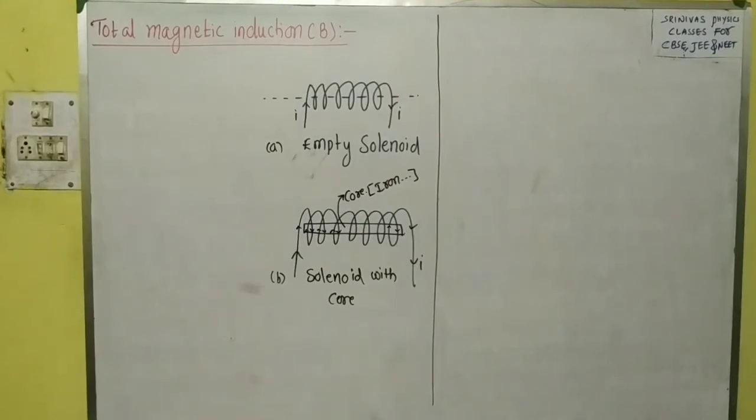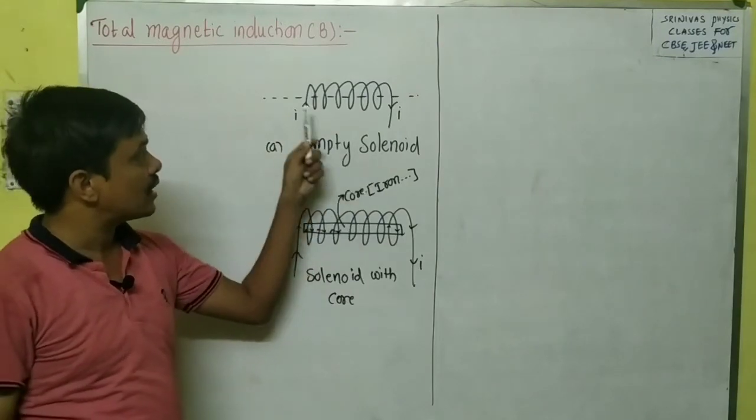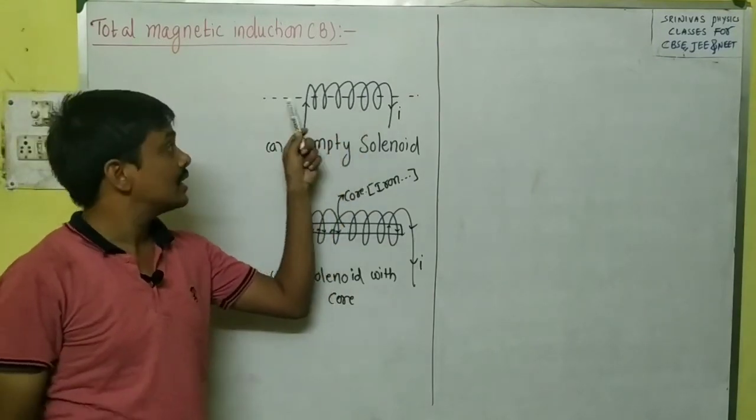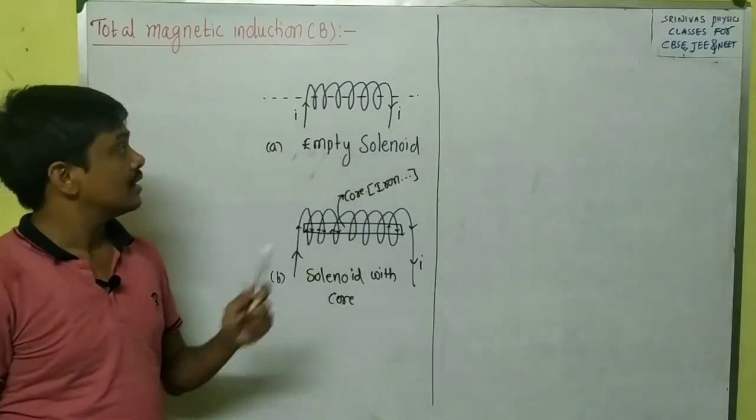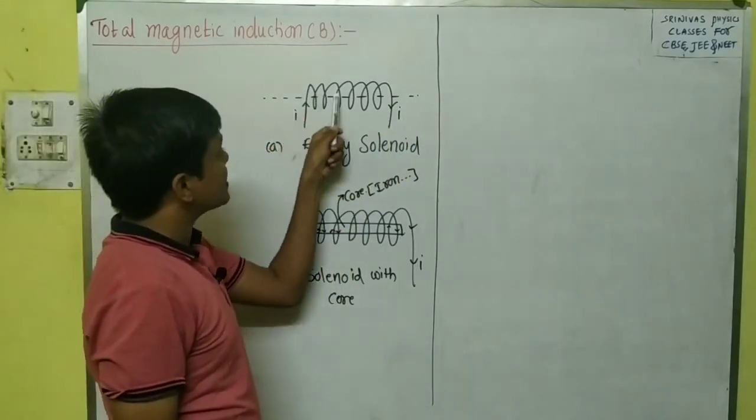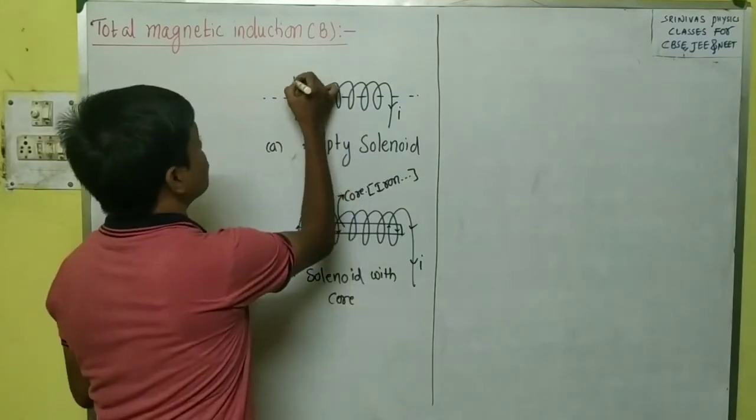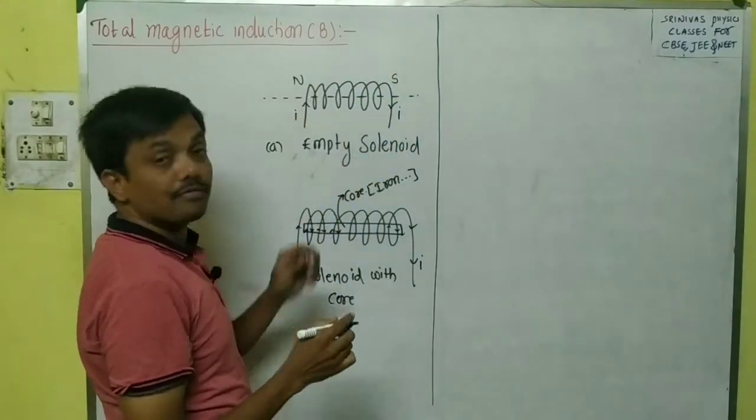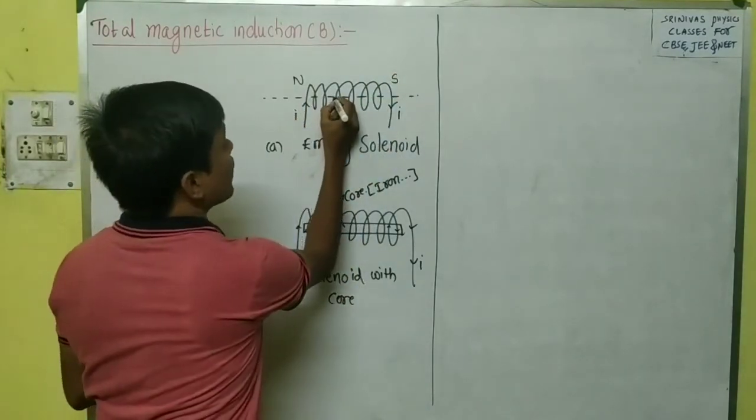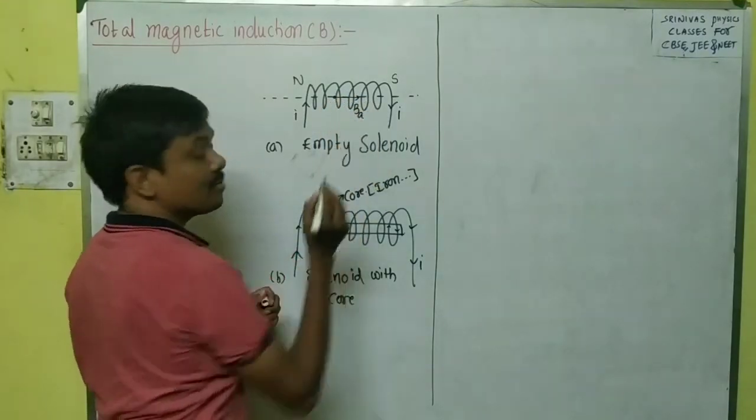Let us see the total magnetic induction I want. Look at the first diagram; we gave two diagrams here. An empty solenoid: this is a solenoid, but it is empty. On the axis and in the interior of the solenoid, nothing is there, only free space. When current passes through this solenoid, it acts as a magnet. On one side the north pole is generated and on the other side the south pole. Then it applies some magnetic field, the applied magnetic field, in the empty solenoid.